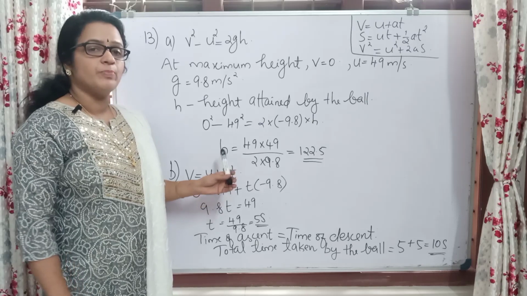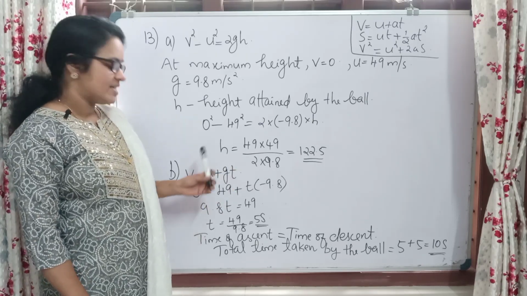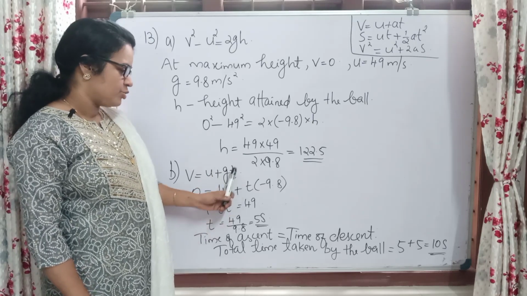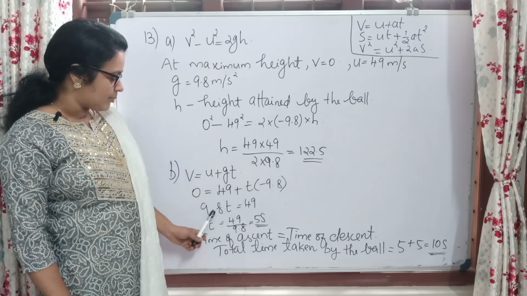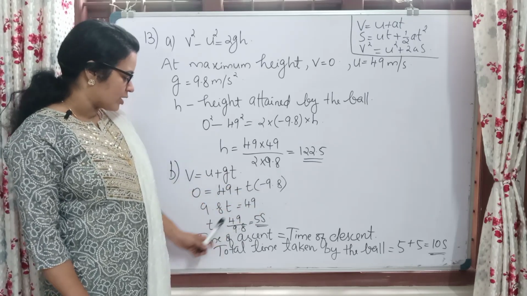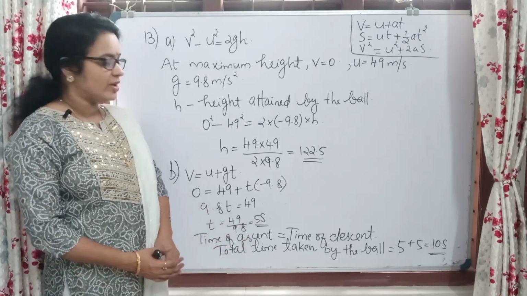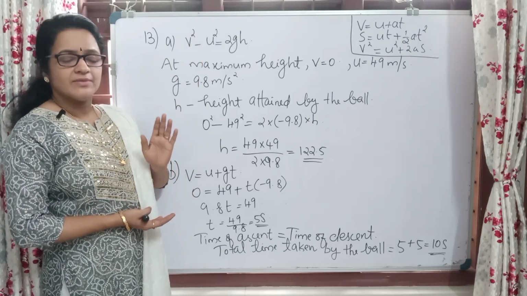So v is equal to u plus gt. So what we will get? v is 0, final velocity is 0. Then u is 49 plus g into t, so t into minus 9.8. So what we will get? 9.8 t is equal to 49, or t is equal to 49 by 9.8. That is 5 seconds. So here the time in one direction we are getting as 5 seconds.